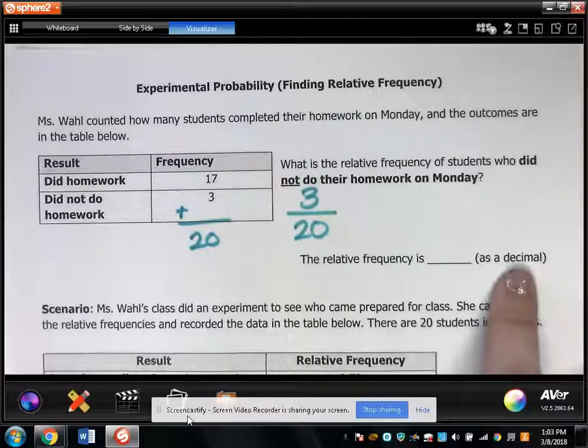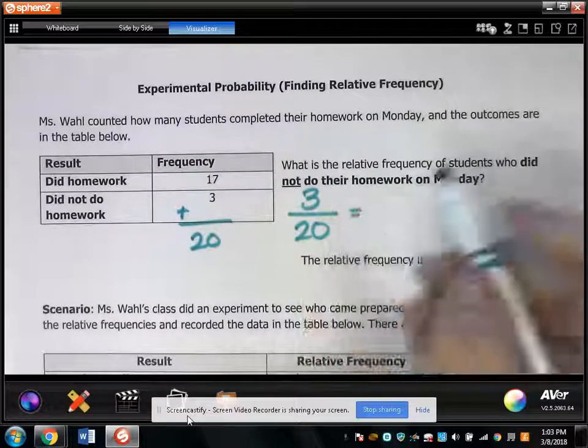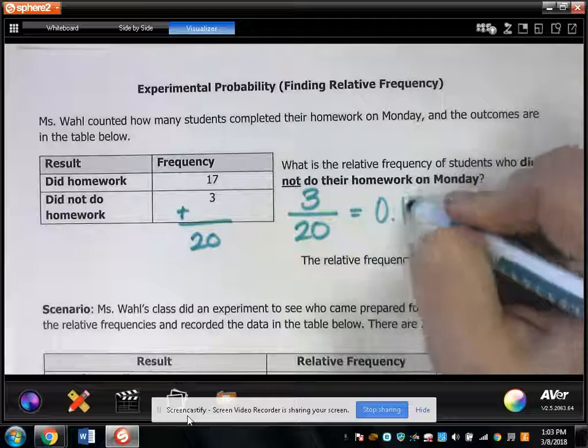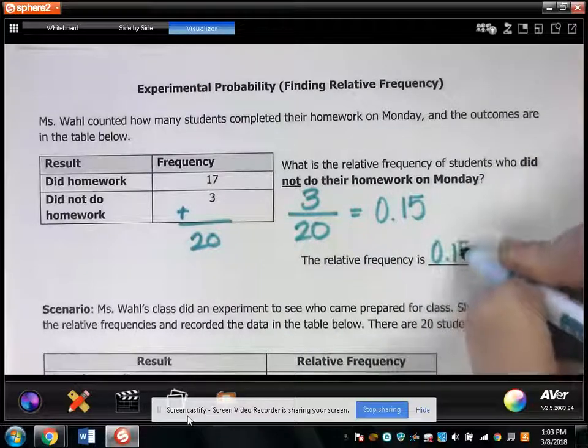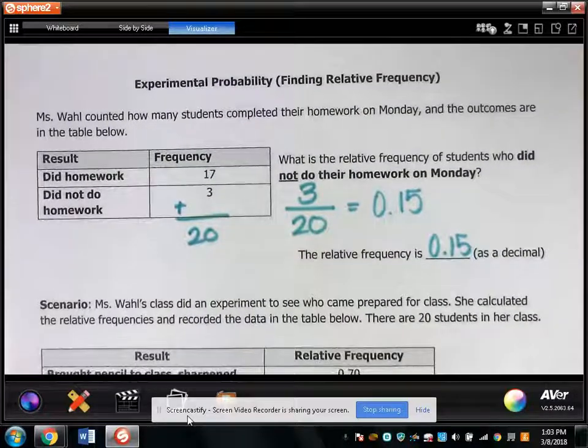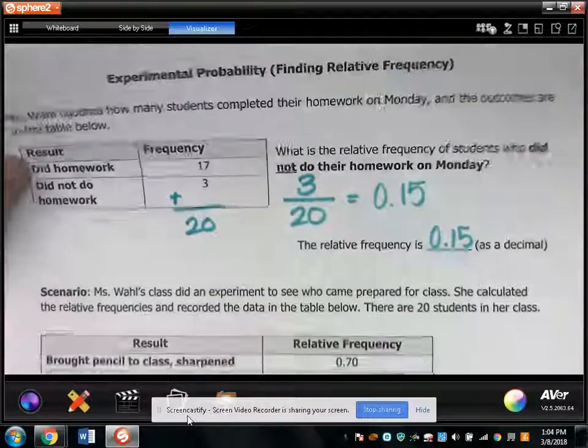Now they want my answer as a decimal, so I pop this in my calculator, and I find out that this is 0.15, which is 15%. 15% of the class did not do their homework.